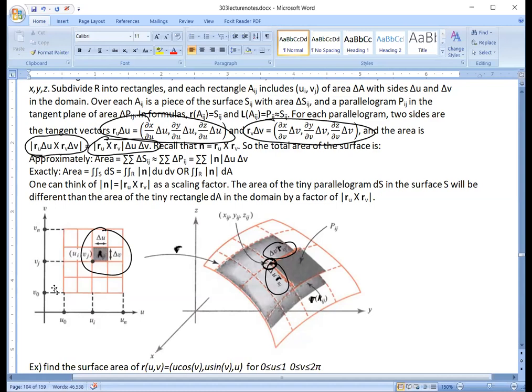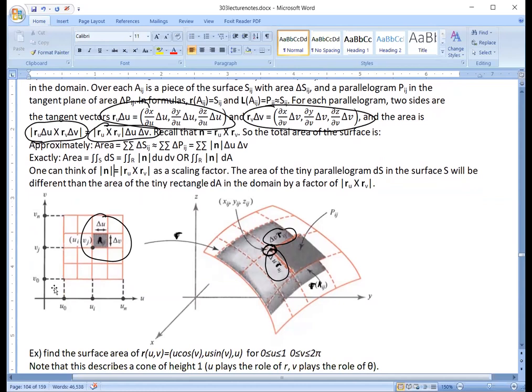So, problem. Find the surface area of the surface r of u, v equals u cos v, comma, u sin v, comma, u. We'll take the domain to be u goes from 0 to 1 and v goes from 0 to 2 pi.